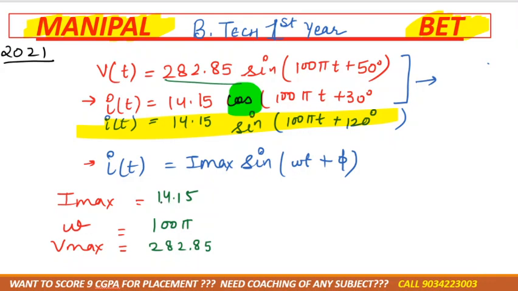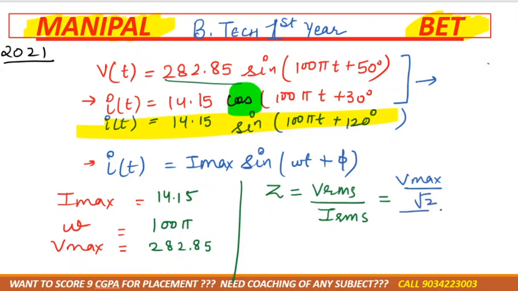After comparing the two equations, we'll get omega is 100 pi, I max is this one, V max is this one. Right? Clear? So we need to calculate Z. Z is how much? V by I. So it would be VRMS divided by IRMS. Yes or no? VRMS is how much? Vmax by root 2. IRMS is how much? Imax by root 2. Root 2 cancels, and we can get the value 282.85 and 14.15, right?